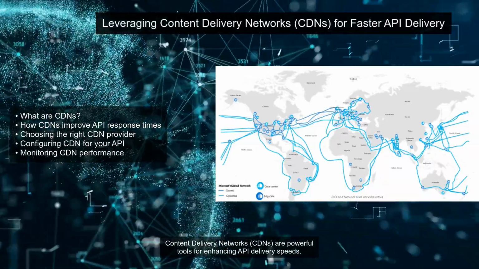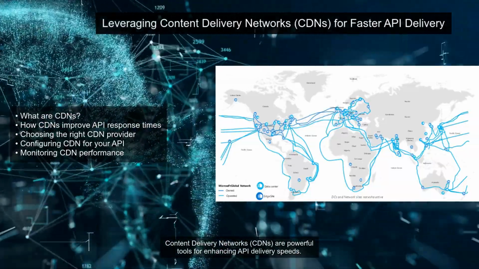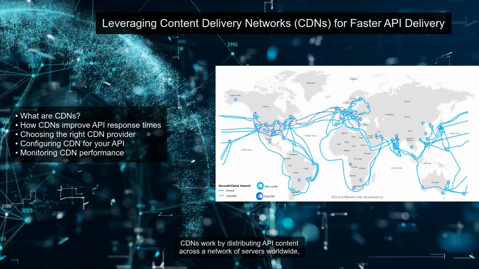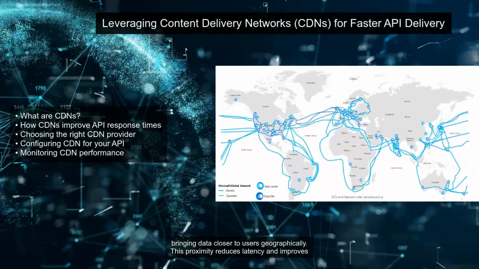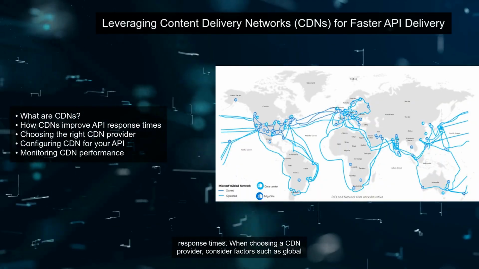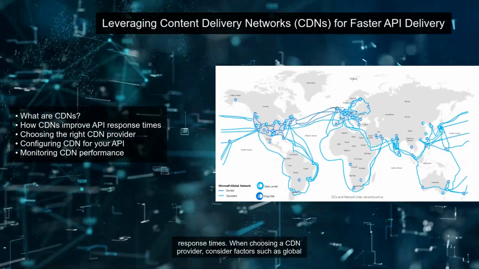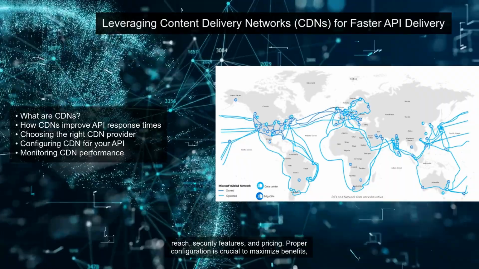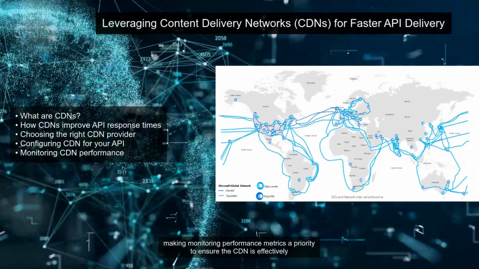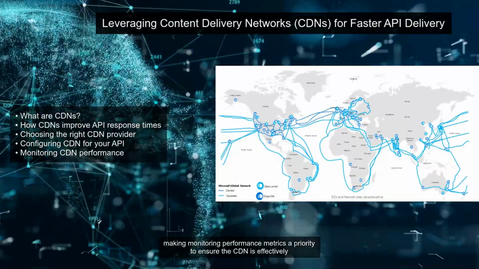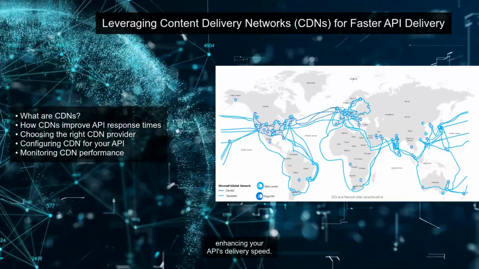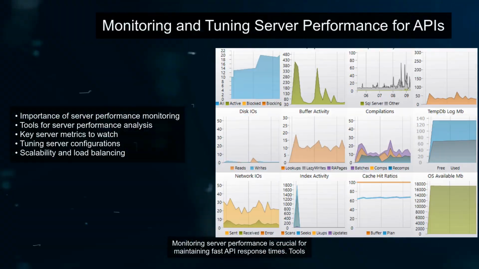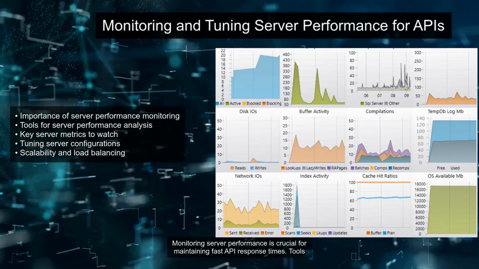Content delivery networks, CDNs, are powerful tools for enhancing API delivery speeds. CDNs work by distributing API content across a network of servers worldwide, bringing data closer to users geographically. This proximity reduces latency and improves response times. When choosing a CDN provider, consider factors such as global reach, security features, and pricing. Proper configuration is crucial to maximize benefits, making monitoring performance metrics a priority to ensure the CDN is effectively enhancing your API's delivery speed.